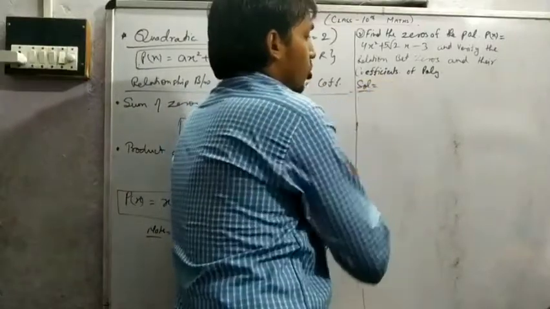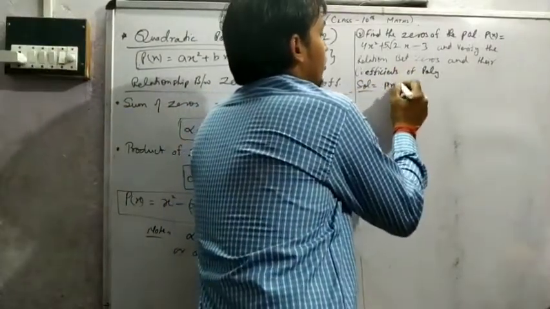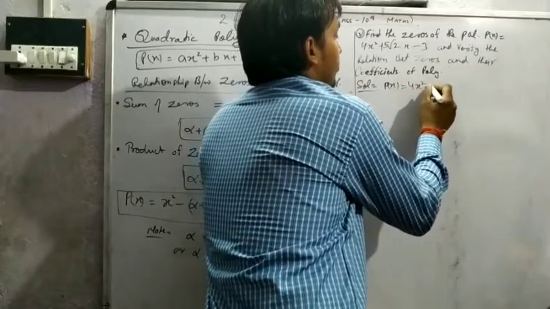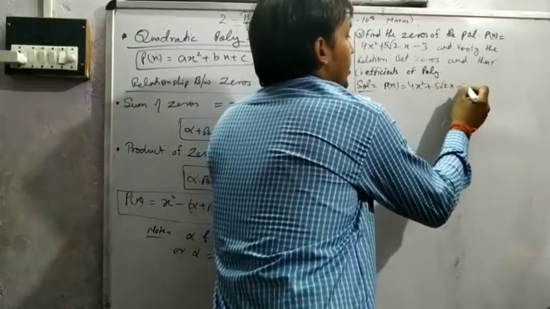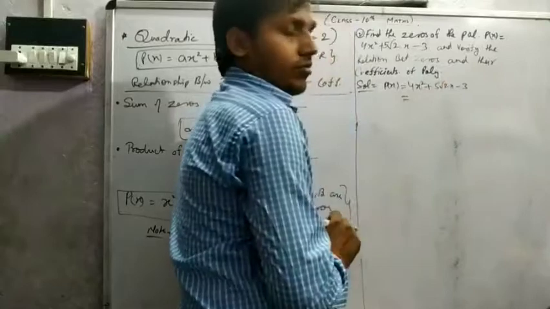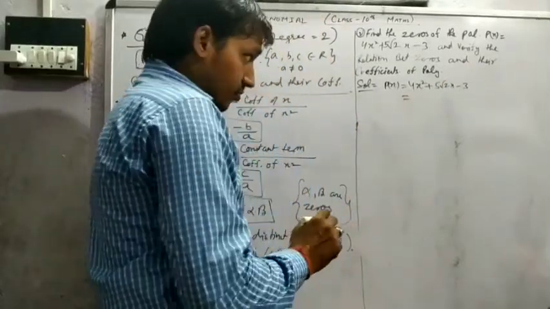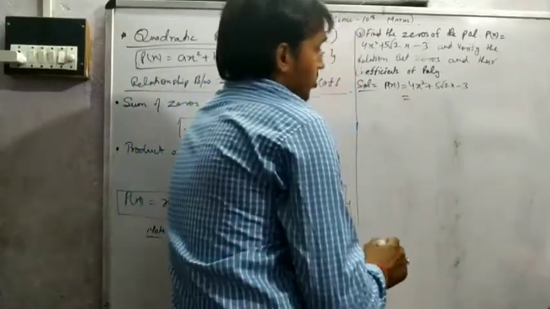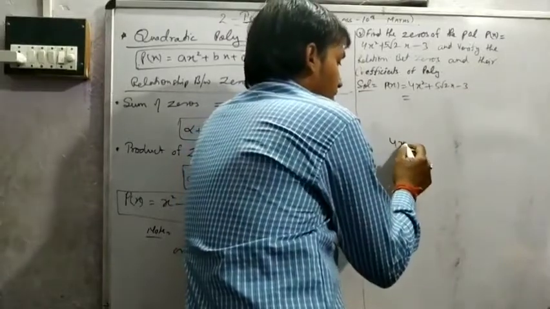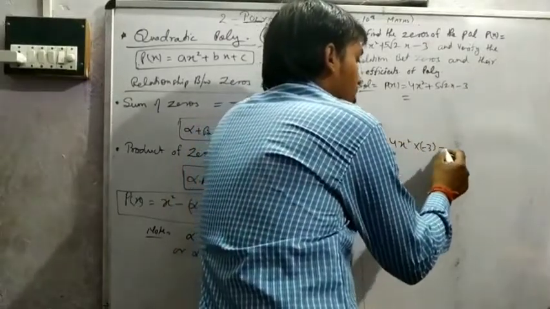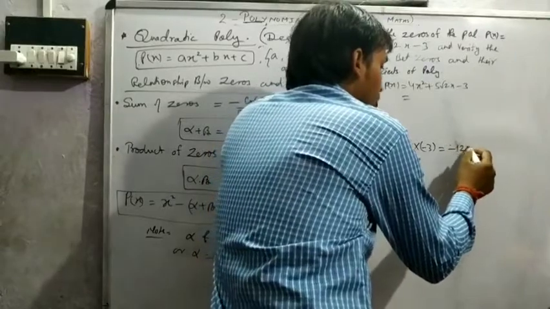First you find the zeros of the polynomial 4x square plus 5 root 2 x minus 3. So what can you do? 4x square into minus 3, you get minus 12x square.